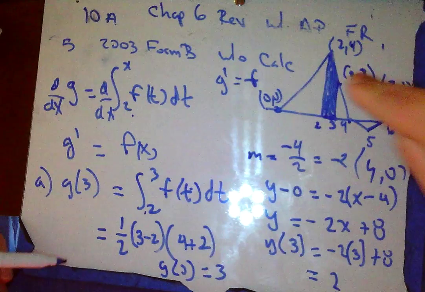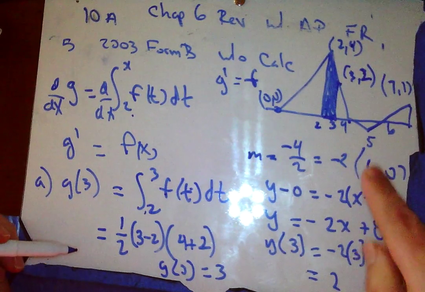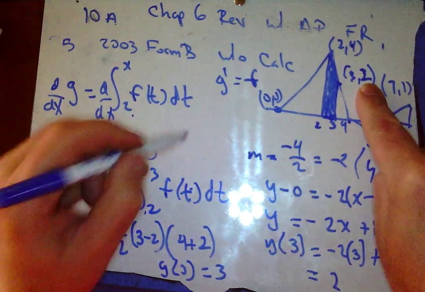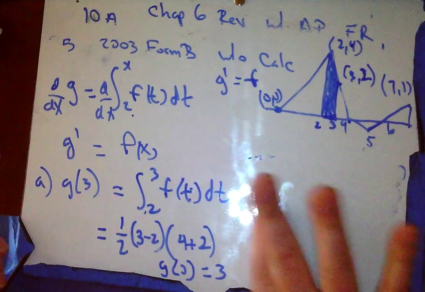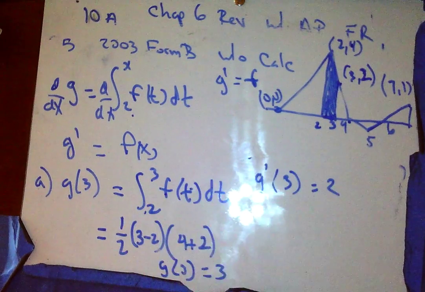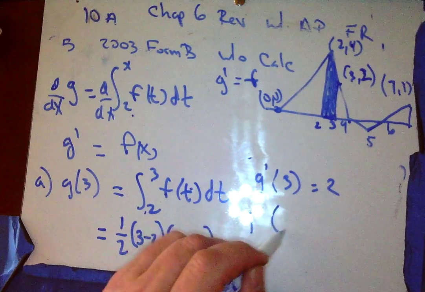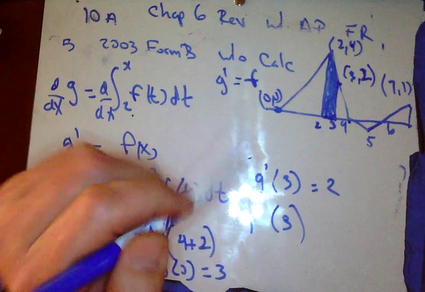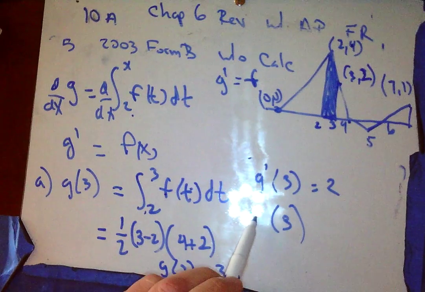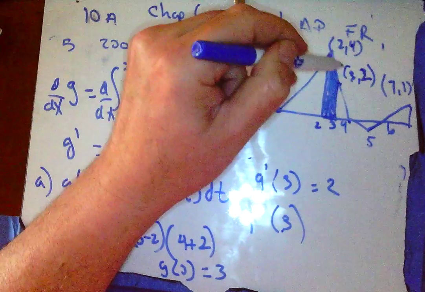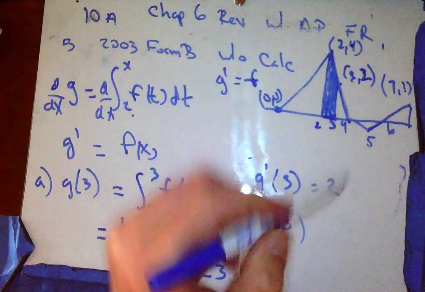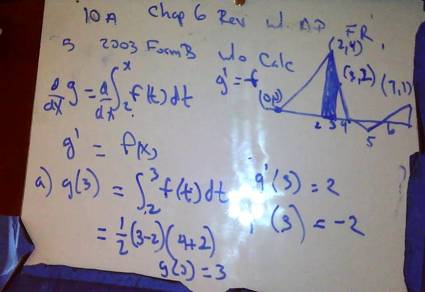Remember, this is a graph of g prime. Look, at 3, the y value is 2. So I know that g prime of 3 is 2. And then they say, hey, what's g double prime? Well, remember, g double prime is the slope of g prime at 3. And didn't we already find the slope of that line segment to be negative 2?